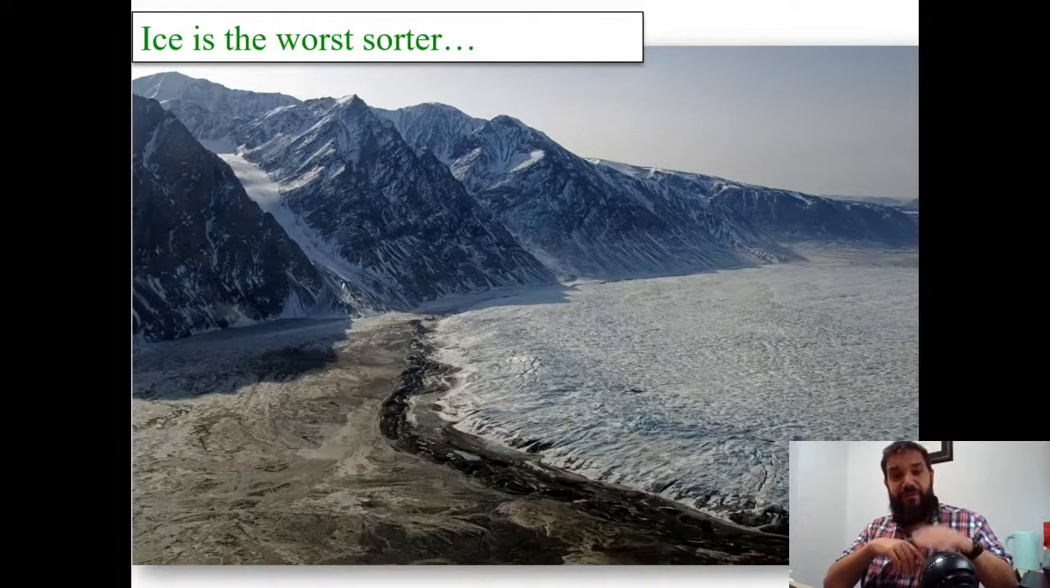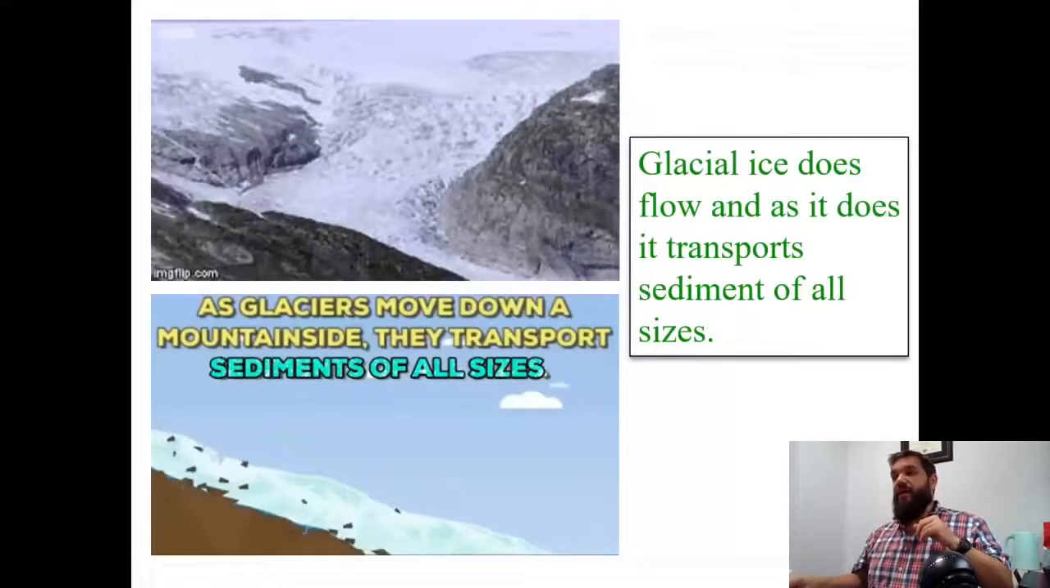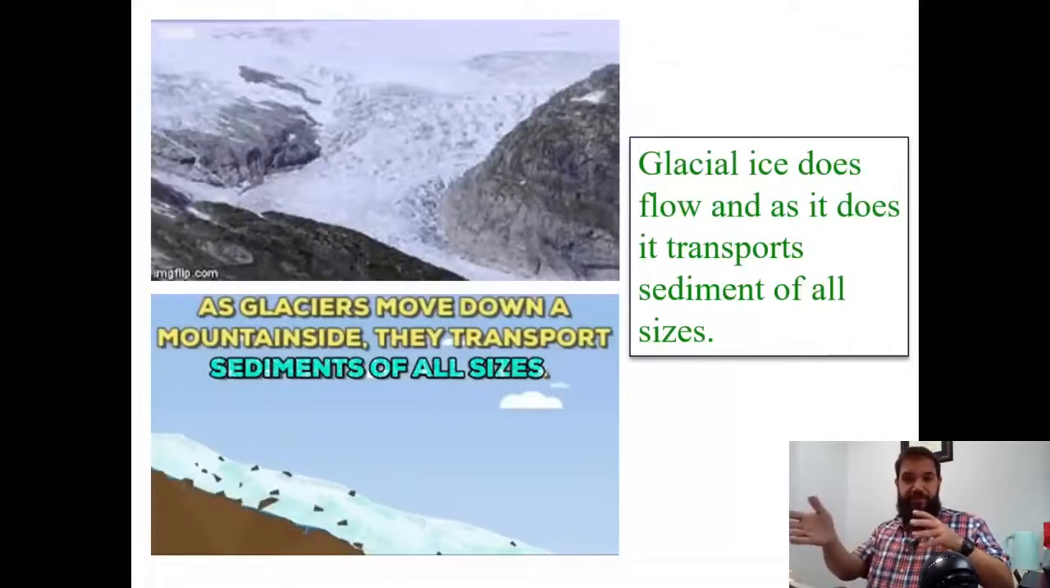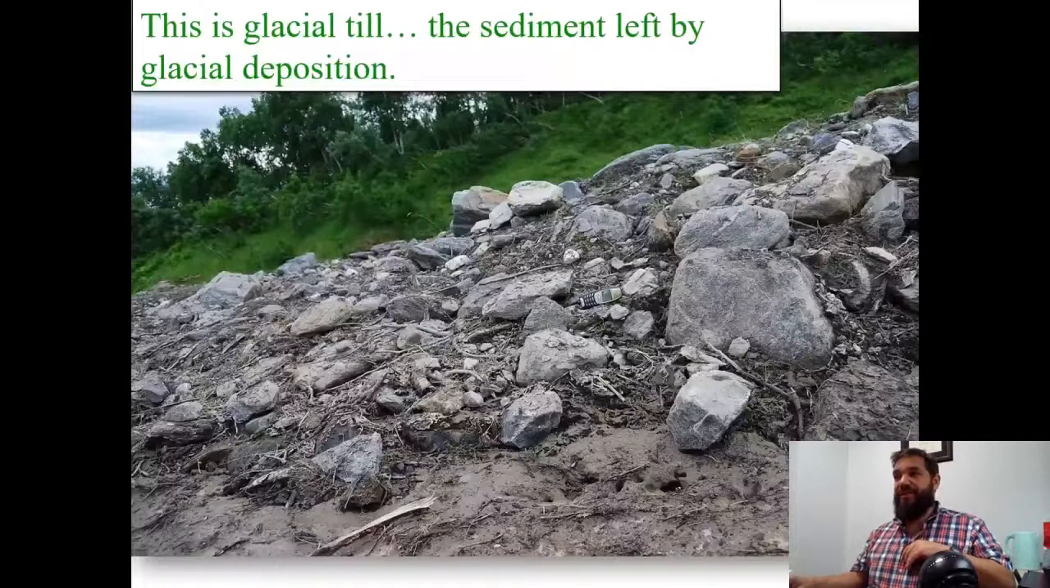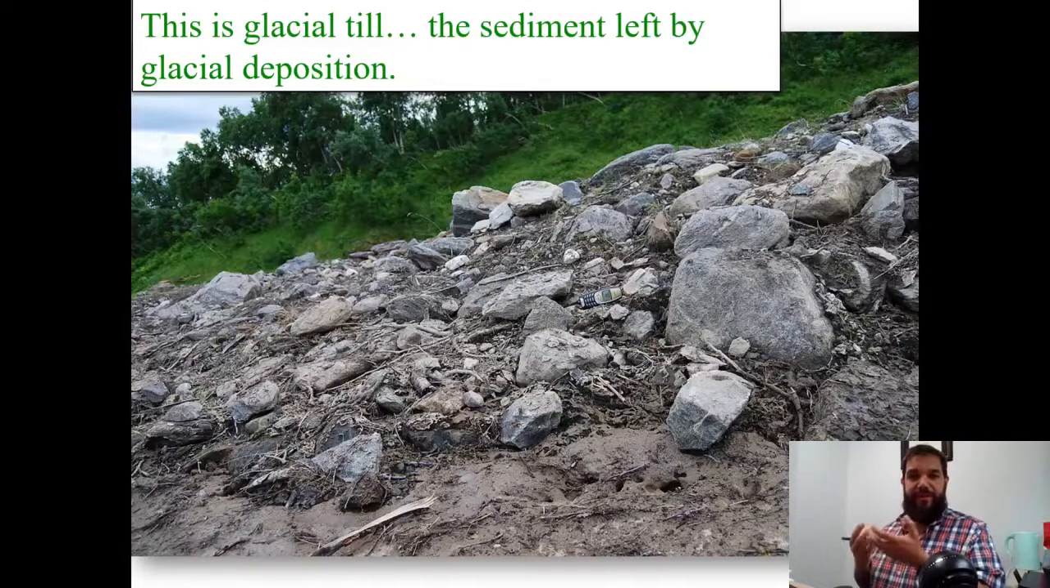Ice flows, glaciers flow, and they pick up sediment, and they are the worst at sorting. Glaciers, like this little video here is showing you, pick up all sorts of things. They flow downhill, and they transport sediment of all sizes. This is actually a really good example. This is glacial till. You can see this is the sediment that gets picked up by a glacier. It's everything. It's sand, it's silt, it's clay, it's boulders, it's cobbles.